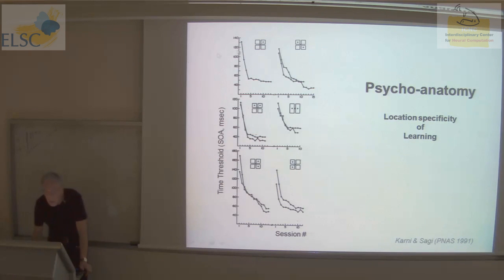So you train in one location, say the upper right quadrant of the visual field. Then you test the subject at a different location, let's say the upper left quadrant of the visual field, and performance goes back up to the initial level, the same threshold. You start with 130, you converge to 50, and you change location, you go up to 120. You move to another location, and again the threshold goes up, and you get learning. All these are single subjects, by the way.